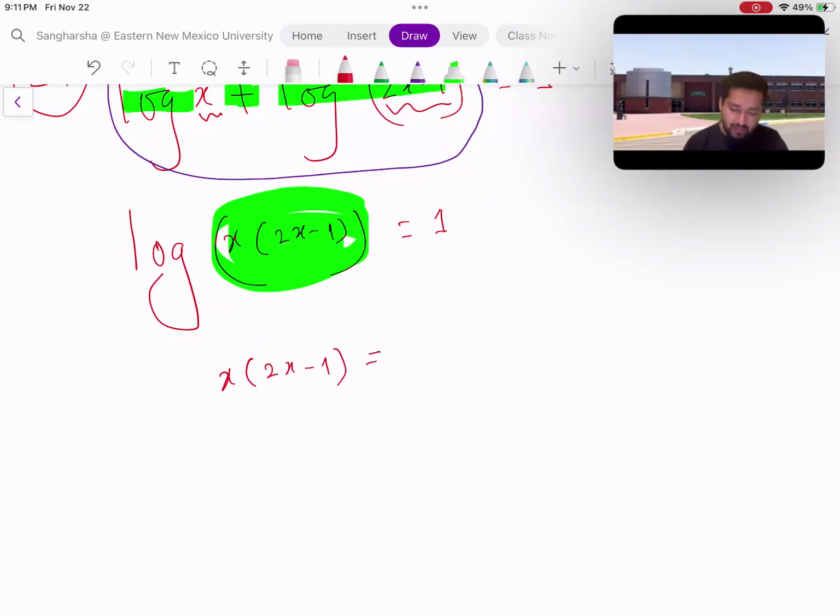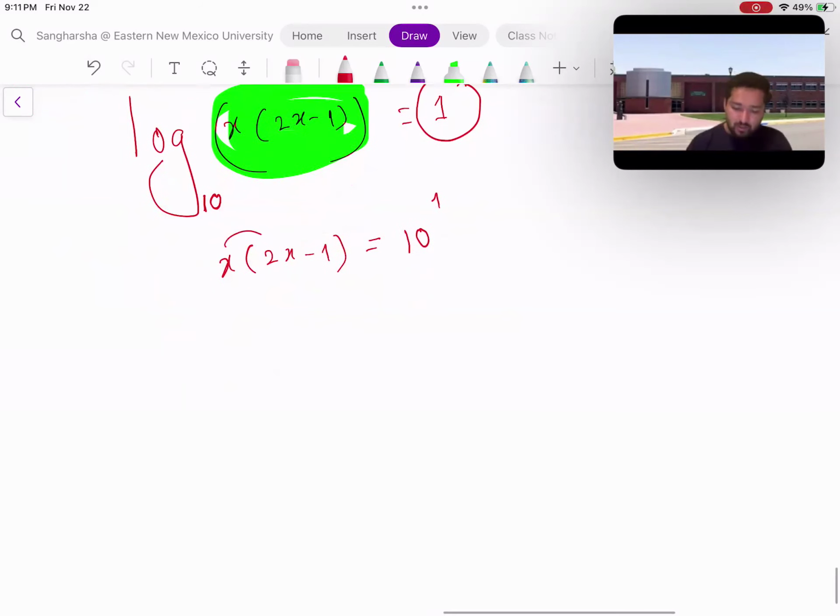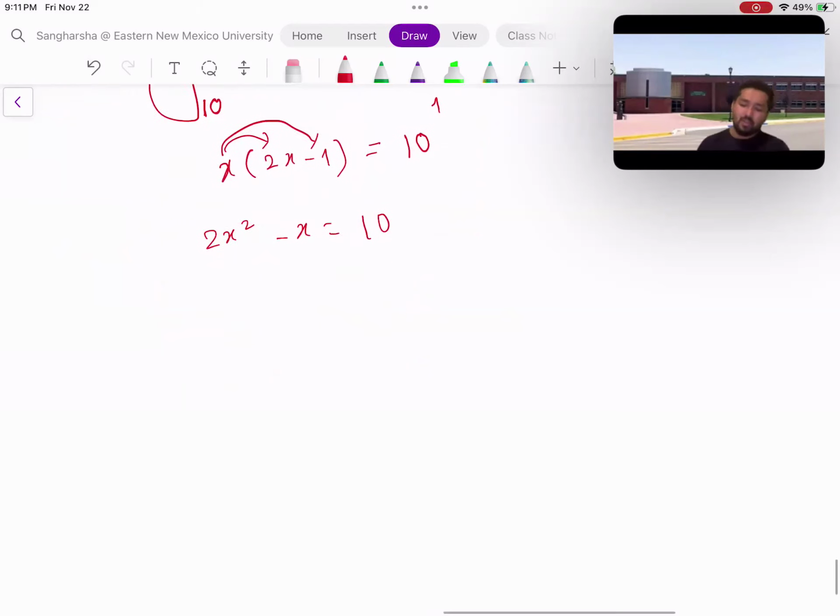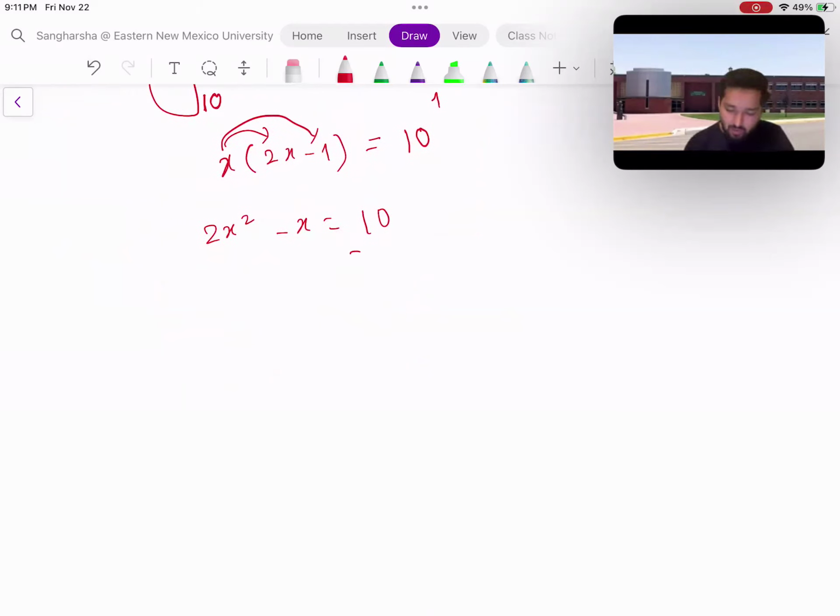What is the base? This is a common log. Common log has base 10. So we have a base of 10, and whatever you have on the right side is the exponent, 1. So you distribute: x times 2x is 2x squared, x times negative 1 is negative x, equals 10 to the power 1, which is 10. Now this is a quadratic equation. We all know how to solve this one. So you subtract 10, and we have 2x squared minus x minus 10 equals 0.